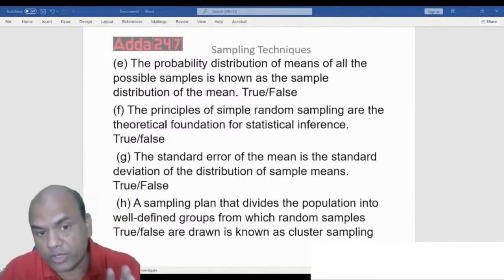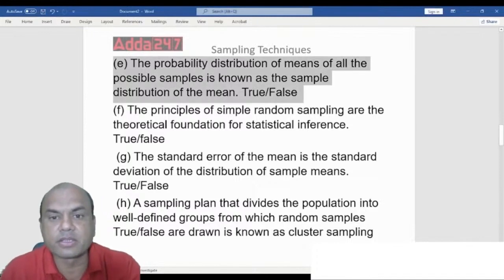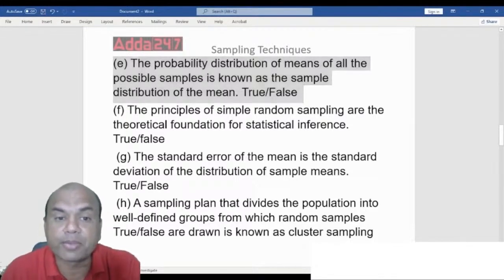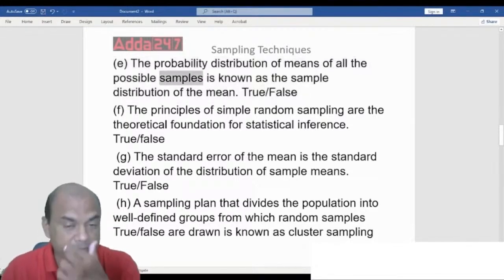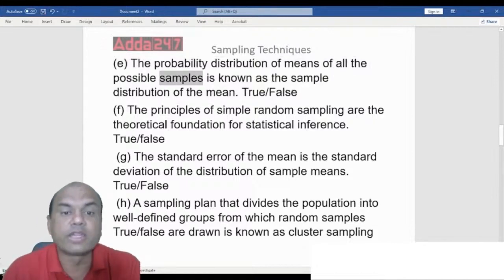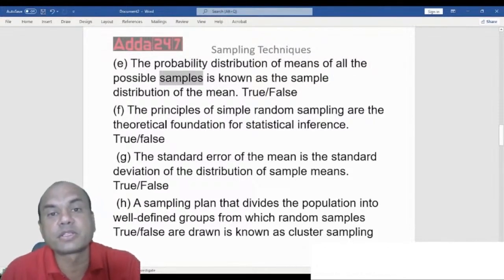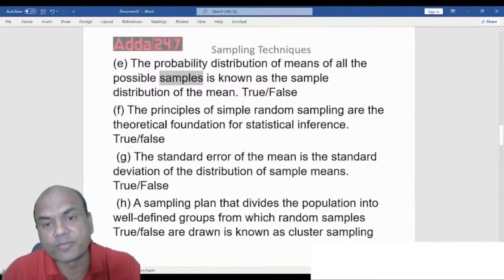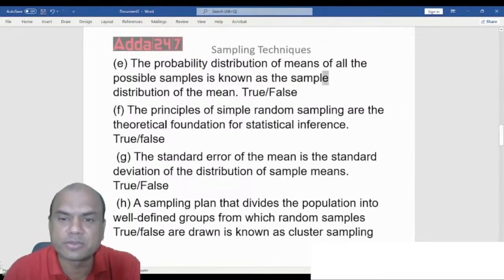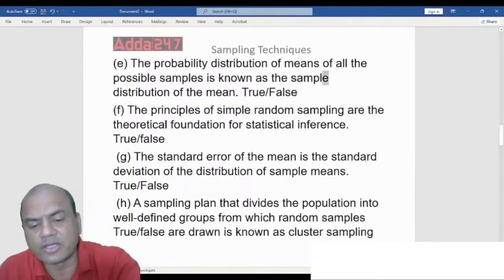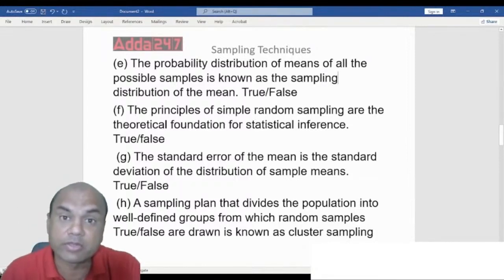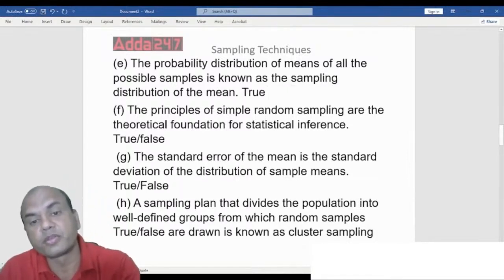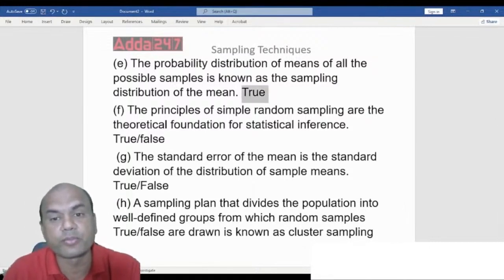See here, what are we talking of? Probability distribution of the means of the samples. So we are focusing on the word samples over here. Whenever we are doing the probability distribution of any mean or mode or median, anything for the samples, it is known as sample distribution, or it's called a sampling distribution. That is the right word actually, sampling. But in the exam they might give you sample also. So this answer is again true.